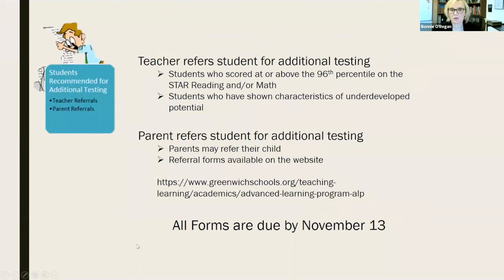So in this first part, the referral phase, teachers referred the students for additional testing. The students were above the 96th percentile on the STAR reading and or math, or the teachers were also asked for those students who may not be at the 96th percentile, but who showed characteristics of underdeveloped potential. Then I've also been asking for parents now to refer, and I'm getting quite a few of those. All of these forms are due in by November 13th.